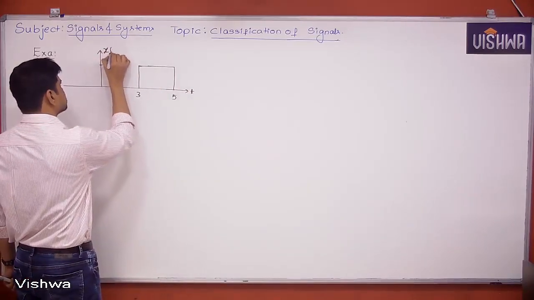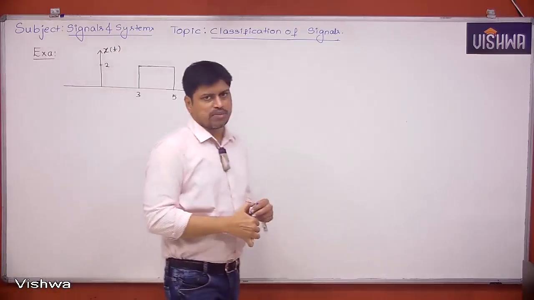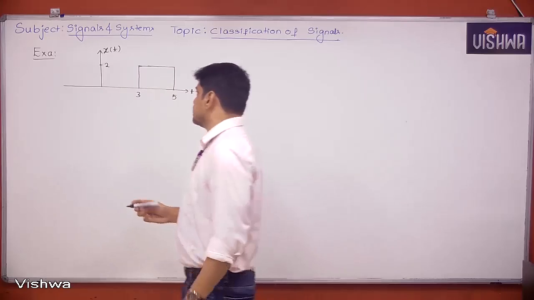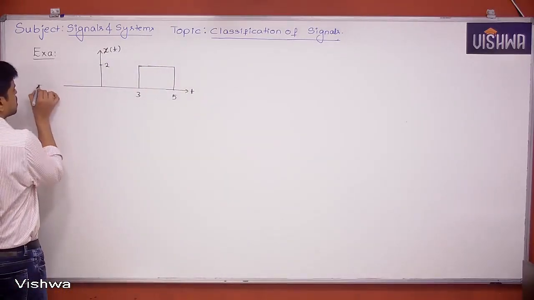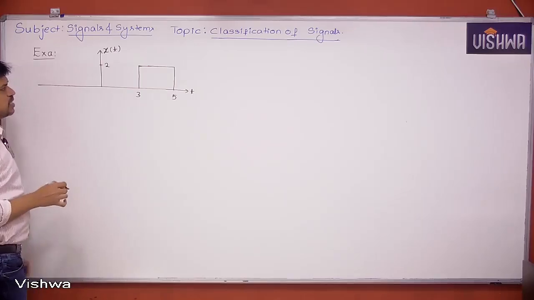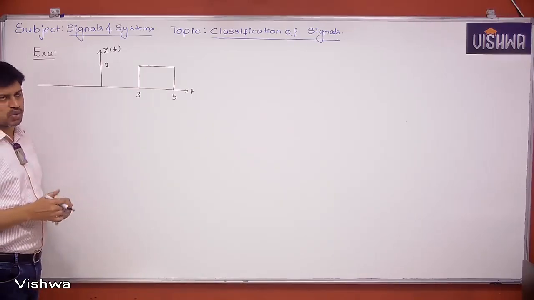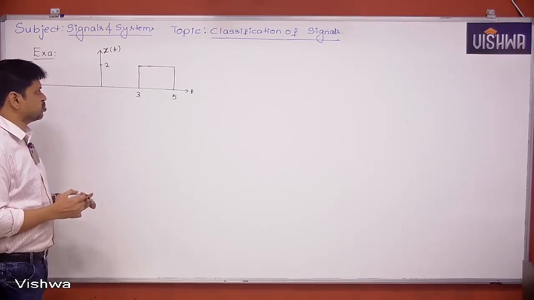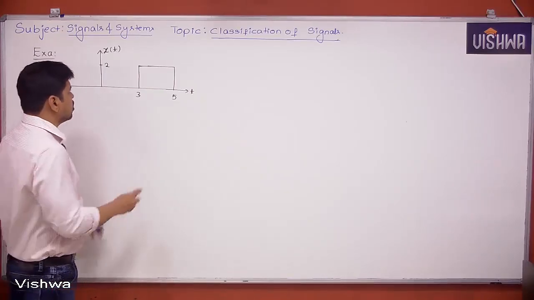So let's say this x of t is given. You tell me what kind of signal it is. Is it an even signal? Answer is no. Is it an odd signal? Answer is no, because there is nothing in the negative portion to compare with. So we don't have anything to compare with in the negative portion, so we can decide that it is a neither even nor odd signal.